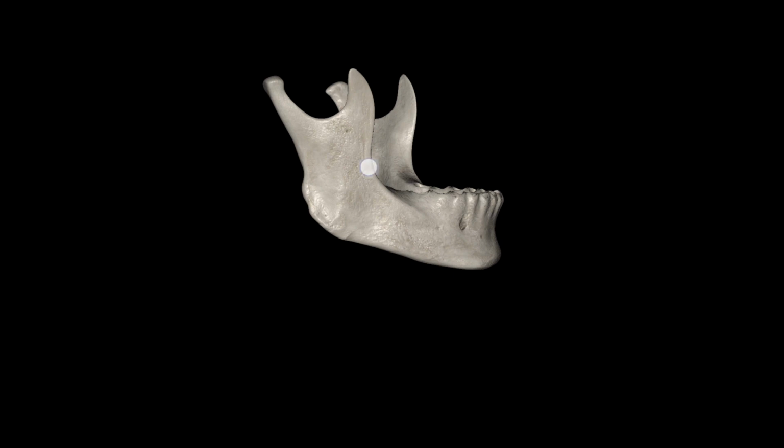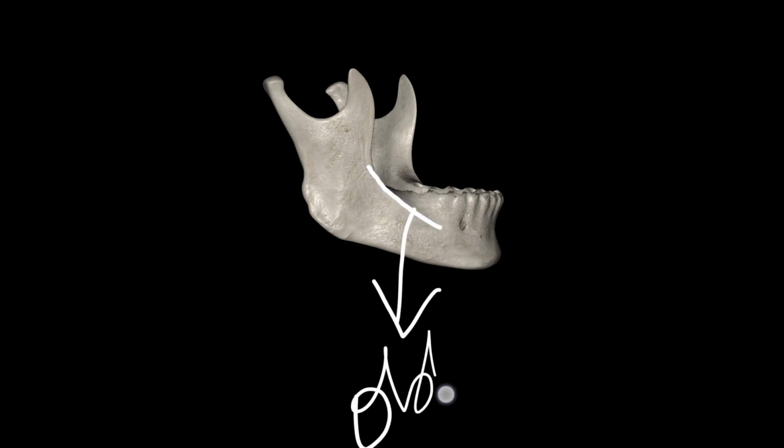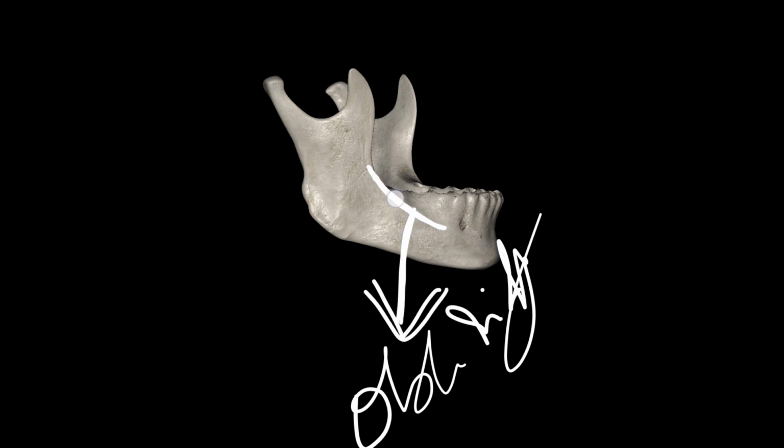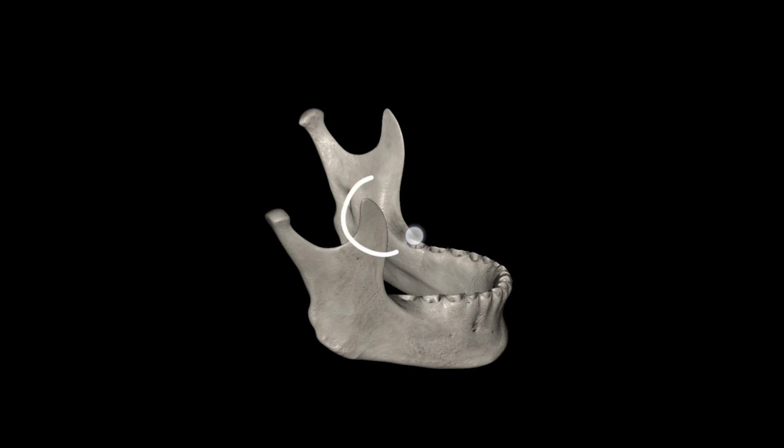Here there is a line passing obliquely. This is the oblique ridge, an elevated ridge passing from posterior to anterior. Most important parts: this is a process, just a projection. This is known as the coronoid process.